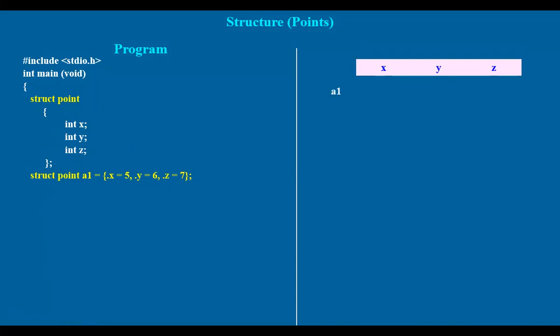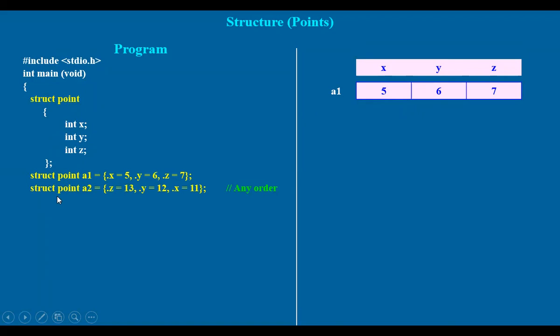Okay. Now let's see the values and how they are assigned. This A1 has 5, 6, 7 in the respective fields x, y, z. Now, suppose I have declared another variable A2.